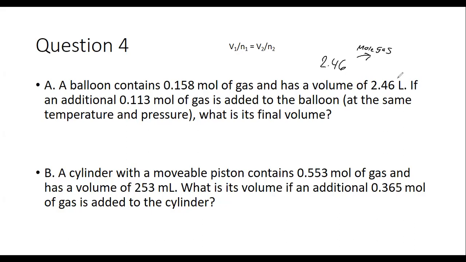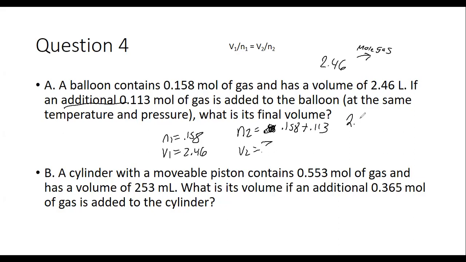So here, I'll show you what you probably did wrong. I have a balloon that contains 0.158 moles of gas, so that's n1. Volume of 2.46, V1. So I add an additional 0.113. What's my new amount of moles? It's my original 0.158 plus 0.113. Those of you who got 1.76, I'm guessing you said n2 is 0.113. You missed that I'm adding more. And my V2 is, I don't know.